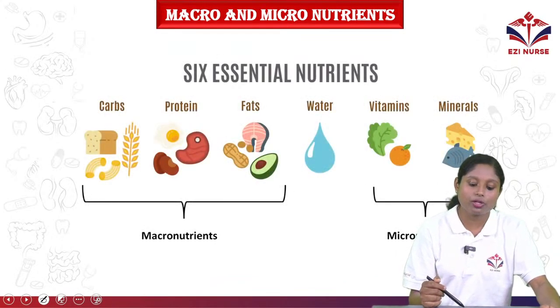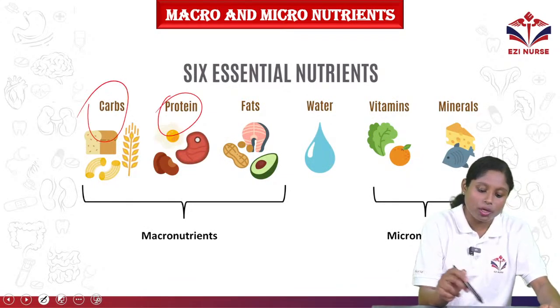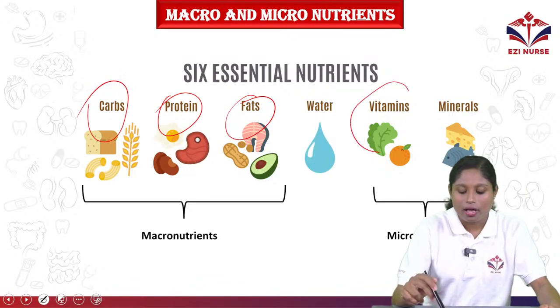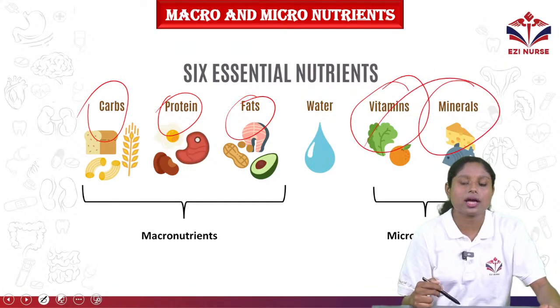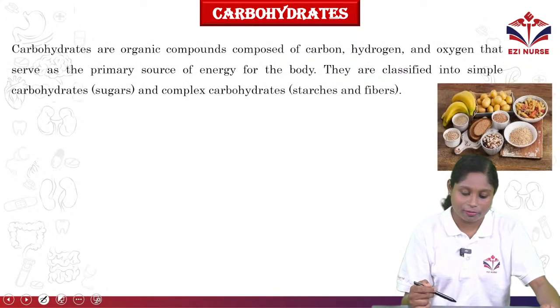So what are the macronutrients? 6 essential nutrients. Macronutrients are carbohydrate, protein, fat, and also water. Coming to micronutrients, it's vitamins and minerals. So let's discuss one by one. First, we are going to discuss about carbohydrate.